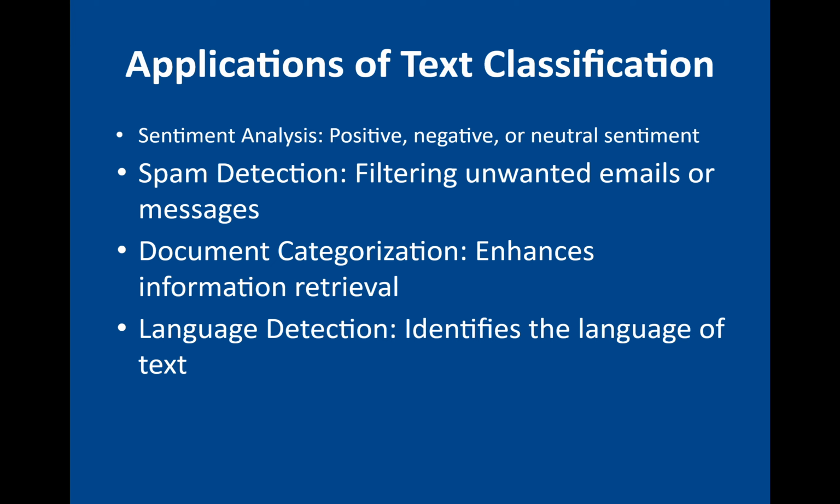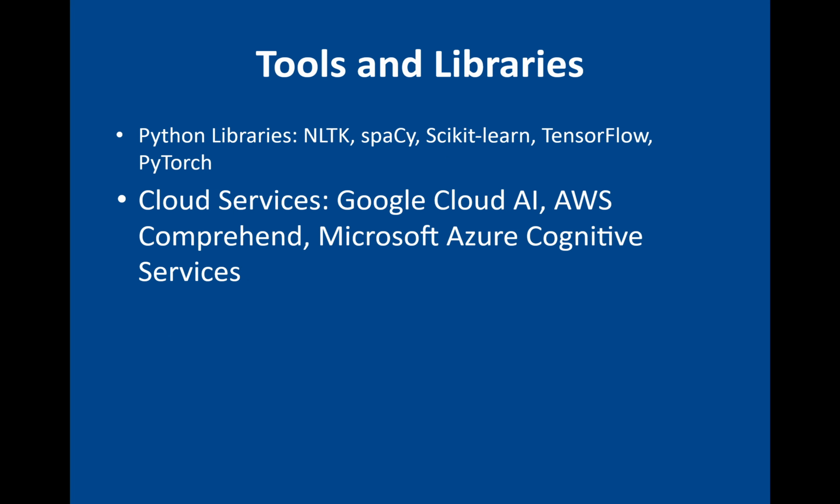And if we talk about evaluation metrics, there are accuracy, precision, recall, F1 score, and with that the confusion matrix and the ROC AUC curve, which evaluates the trade-off between the true positive rate and false positive rate. And moving forward, if we talk about tools and libraries, Python has a lot of libraries like NLTK, which offers tools for tokenization, stemming, and more. Then spaCy, efficient for processing and feature extraction. Then scikit-learn, which provides algorithms for traditional machine learning. Then TensorFlow and PyTorch, which support deep learning models.